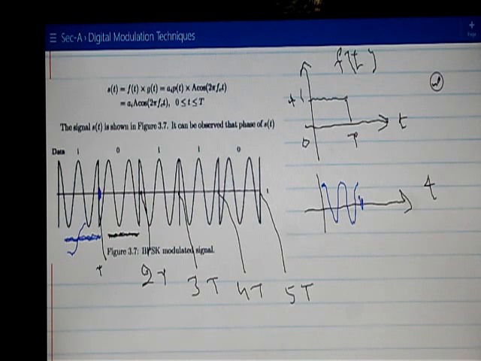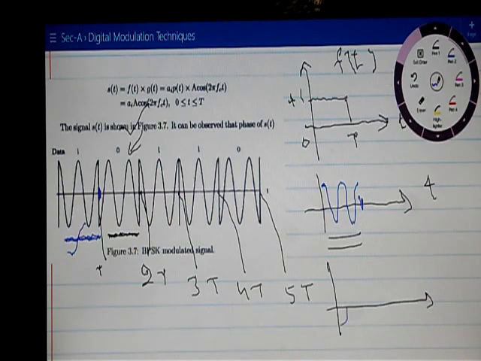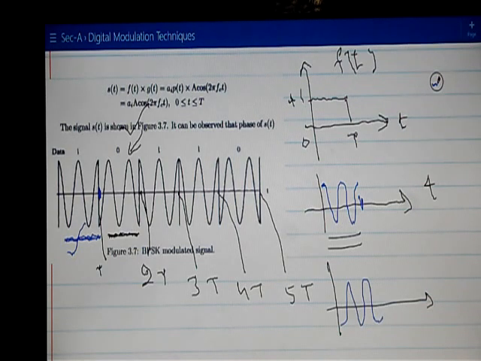So these are the instances. Now the second time interval, t to 2t, if you see, the f of t is negative. So when you multiply this waveform with a -1, you will get this one, the second one. So this is the inverted waveform. Of course, if you multiply it with a -1, you would get a waveform which would look like this, which is an inverted waveform.